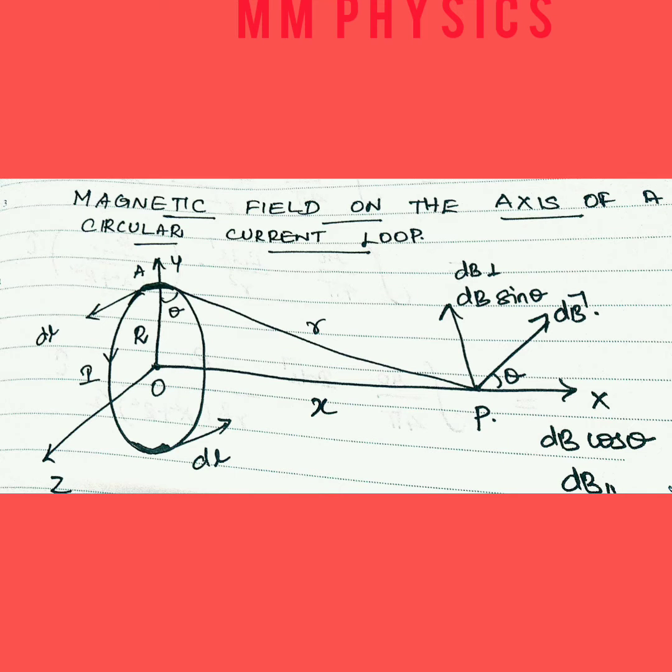Hi students, let's see about the derivation part. Magnetic field on the axis of the circular current loop. Here we are taking the circular loop of radius r and we are taking a part of the circular loop and considering that length as dl. In the diagram we can see the dl is considered at the top as well as at the bottom.